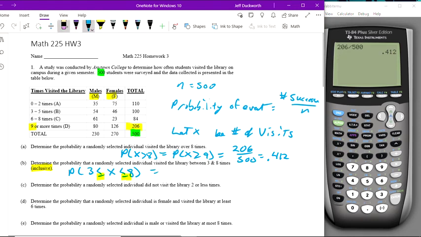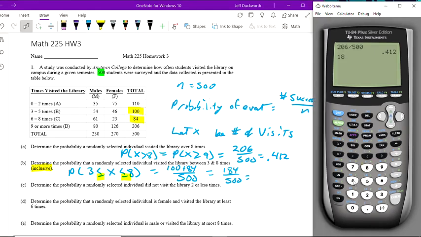And so let me do some erasing up here. Okay. 3 to 8. So we have this 3 to 5 and then 6 to 8. Those two will be what we need. So this is simply 100 plus 84 over 500. We're still talking about the whole sample. And that's 184 over 500, which we can calculate here. We have 0.368.